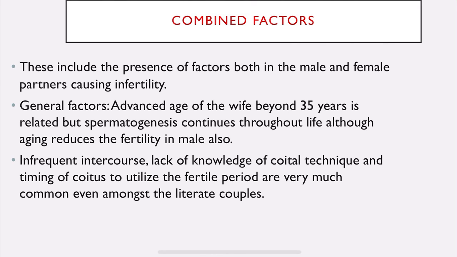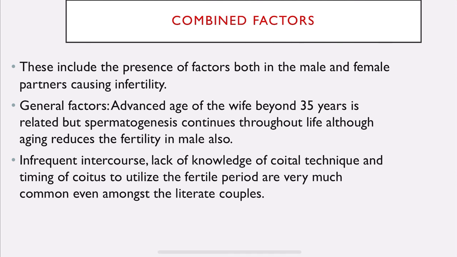The general factors: advanced age of the wife beyond 35 years is related. You see, after 35 years of age, the fertility of the woman keeps on decreasing. She is nearing menopause. So, beyond 35, the fertility level decreases. Whereas in males, spermatogenesis will continue throughout his life, although fertility also will be reduced slightly compared to females.